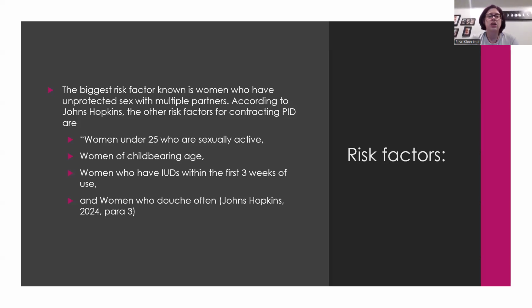Risk factors. The biggest risk factor known is women who have unprotected sex with multiple partners. According to Johns Hopkins, the other risk factors for contracting PID are women under 25 who are sexually active, women of childbearing age, women who have IUDs within the first 3 weeks of it being implanted, and women who douche often. Johns Hopkins 2024, paragraph 3.